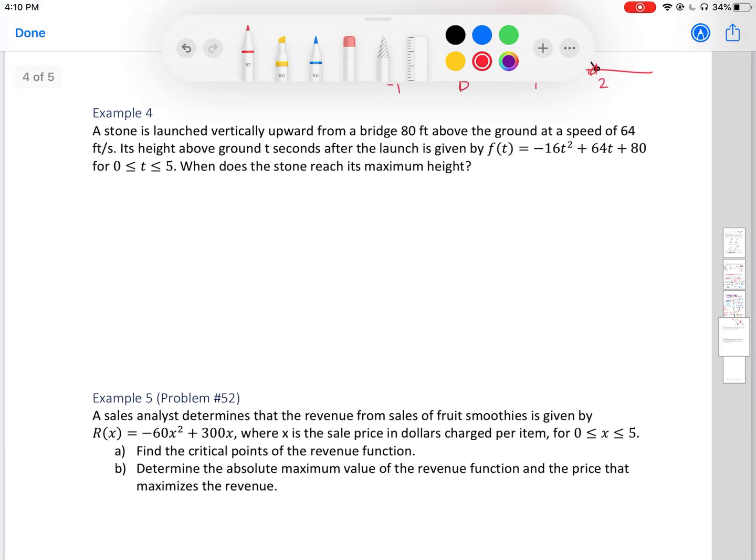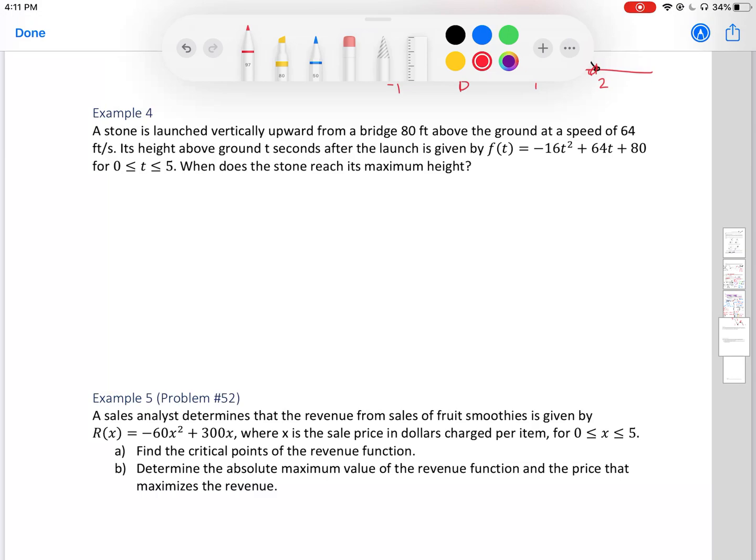Let's do another example. A stone is launched vertically upward from a bridge 80 feet above the ground at a speed of 64 feet per second. Its height above ground t seconds after launch is given by f of t equals negative 16t squared plus 64t plus 80 for t from 0 to 5. When does the stone reach its maximum height?